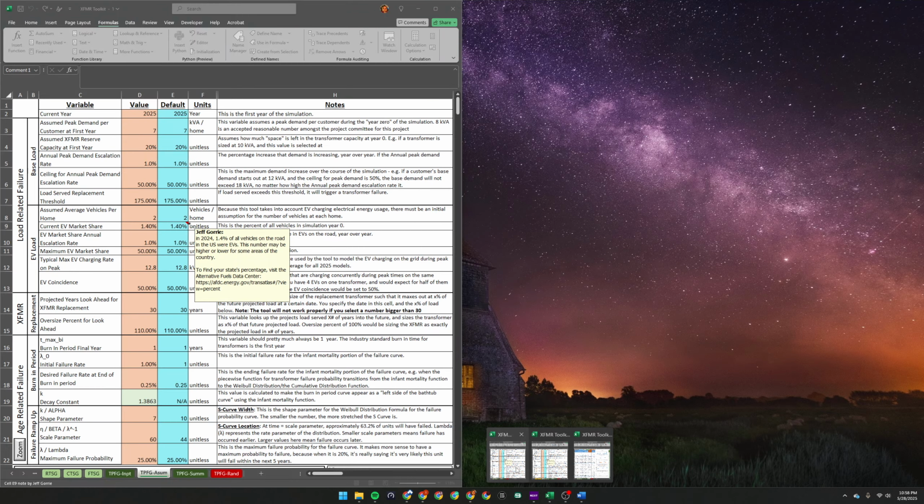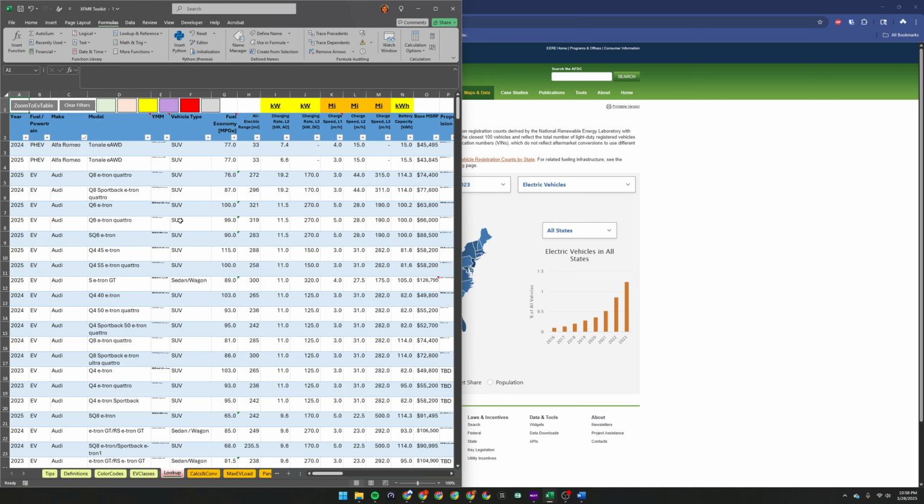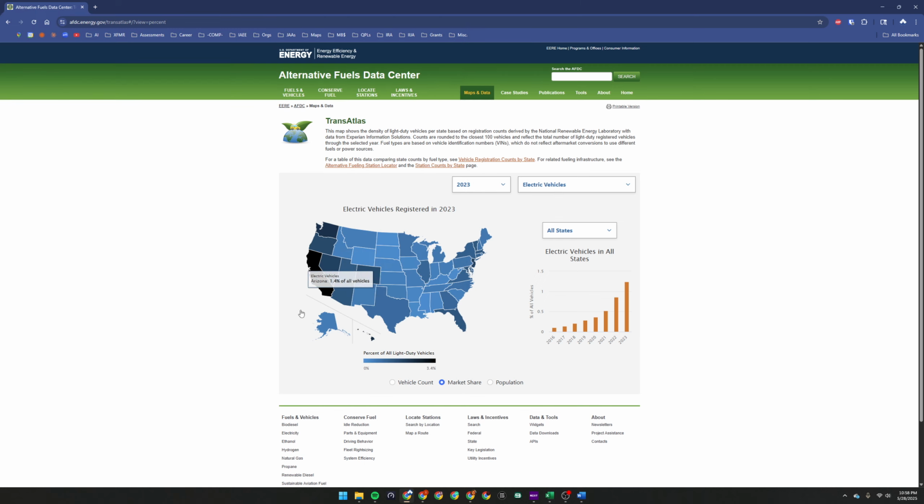This is some really great government data. Super grateful to this agency for doing what they do. This data feeds the lookup tab for this vehicle spec. But another thing it has is market share of EVs, on a state-by-state basis. And so it's updated to 2023.